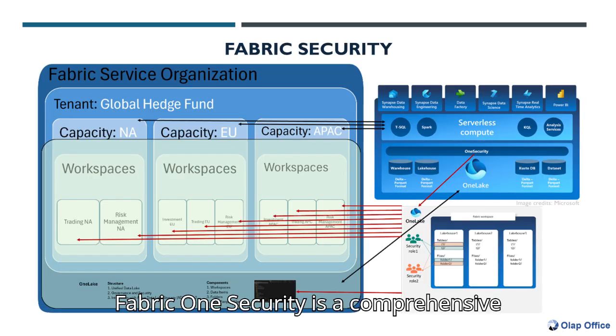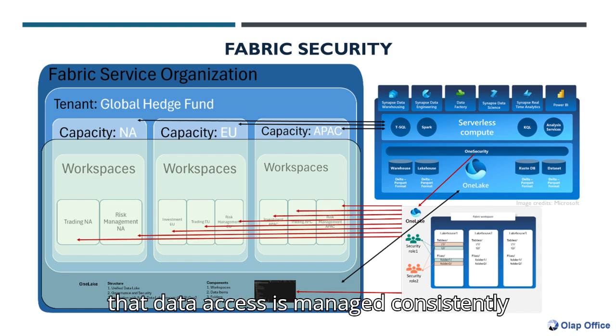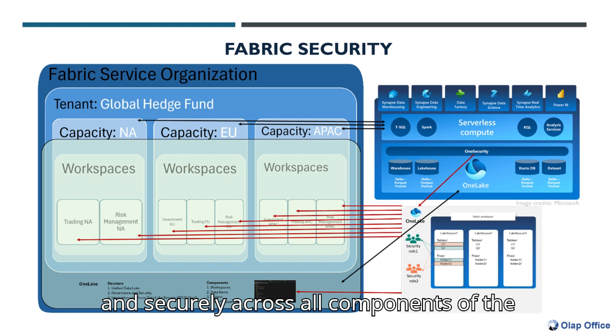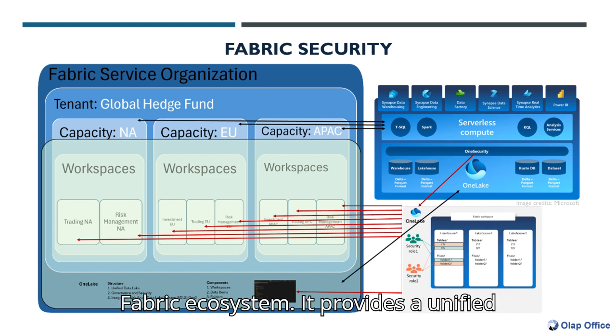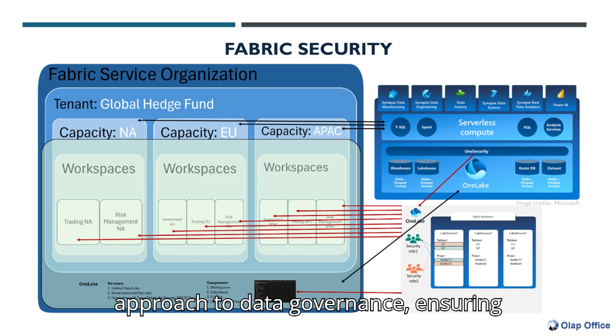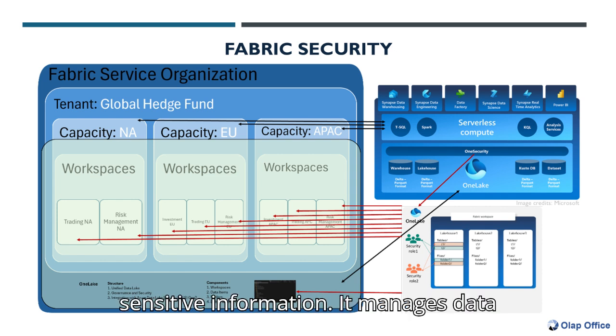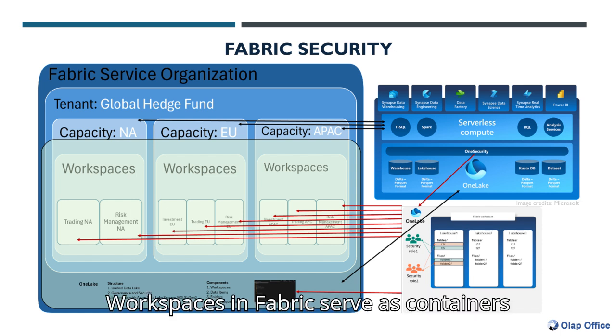Fabric OneSecurity is a comprehensive security framework designed to ensure that data access is managed consistently and securely across all components of the Fabric ecosystem. It provides a unified approach to data governance, ensuring that only authorized users can access sensitive information. It manages data access across different workspaces and data items, including warehouses, lakehouses, KQL databases, and semantic models. First, workspaces. Workspaces in Fabric serve as containers for various data items and resources.